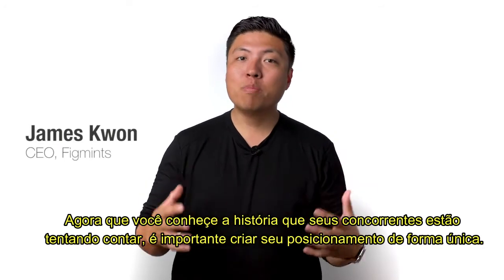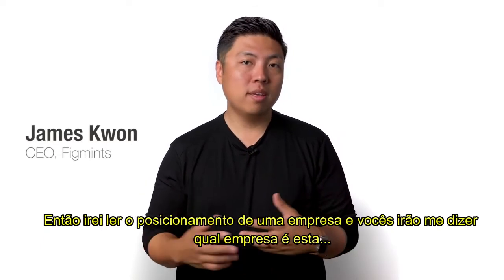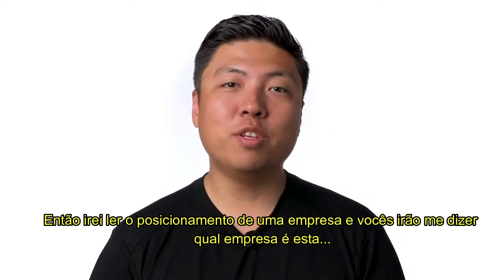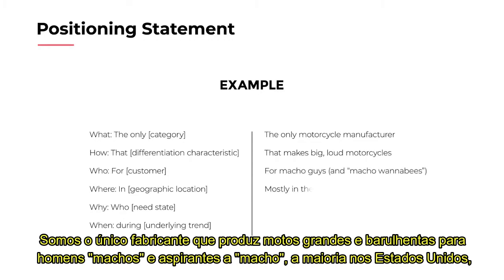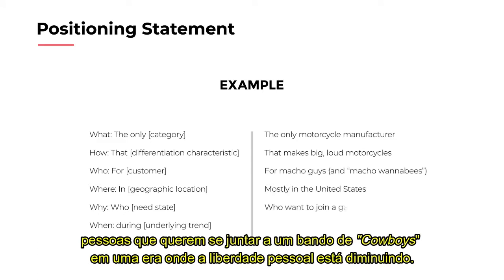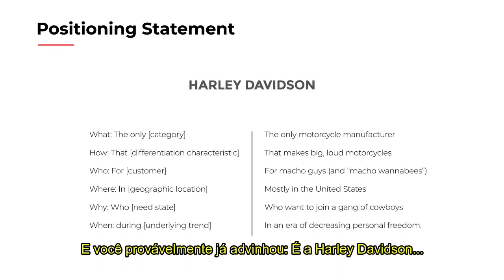So now that you know all of the stories that your competitors are trying to tell, it's important to craft your own positioning statement in a unique way. So I'll read this positioning statement and you tell me who the company is. The only motorcycle manufacturer that makes big, loud motorcycles for macho guys and macho wannabes, mostly in the United States, who want to join a gang of cowboys in an era of decreasing personal freedom. And you've probably guessed it, Harley-Davidson.